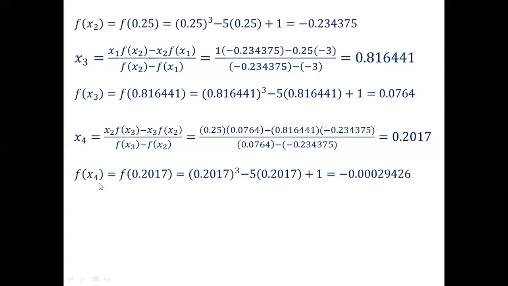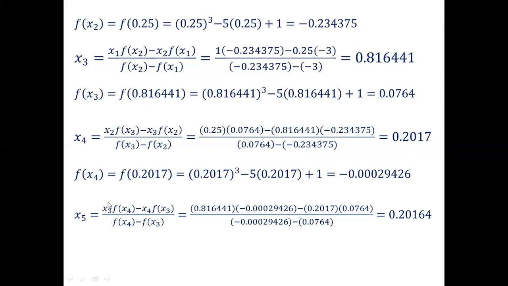Next, we can find f of x4 equal to f of 0.2017, which equals 0.2017 whole cube minus 5 into 0.2017 plus 1, which gives minus 0.00029426.